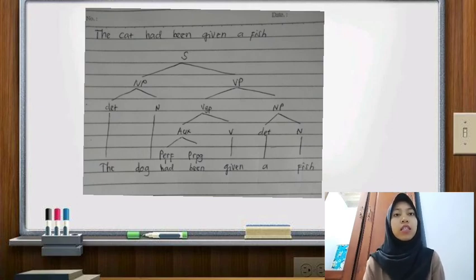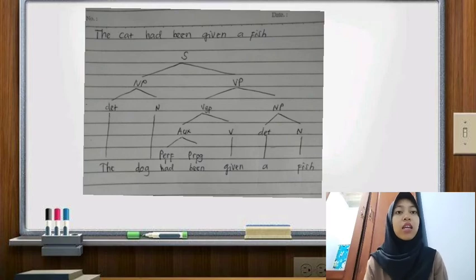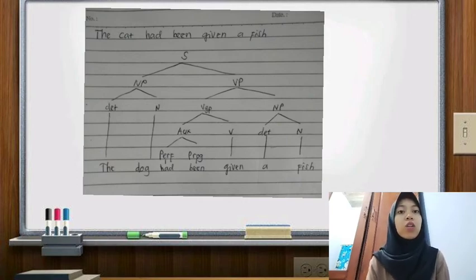First sentence is the cat had been given a fish. The tree diagram of this sentence is subject contains noun phrase and verb phrase. The noun phrase contains determiner and noun: the as the determiner, cat as the noun. The verb phrase contains verb group and the noun phrase.